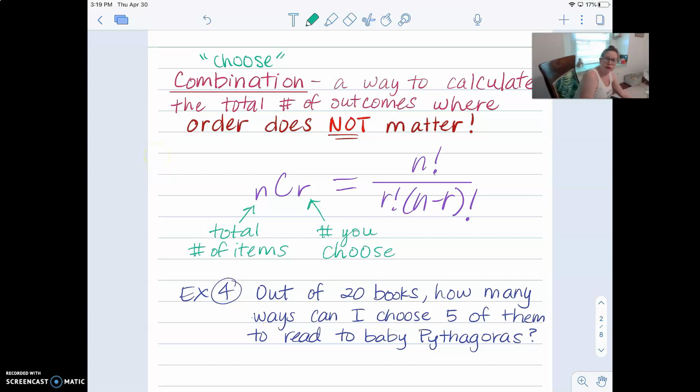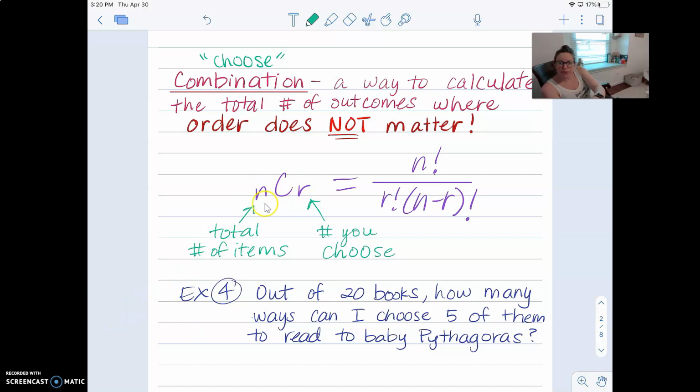But my example here, number 4, says out of 20 books, so I have a lot of kids' books for little Pythagoras. I want to figure out how many ways I can choose just 5 of those to read to him, because I don't have time to read him 20. I'm going to do just 5 tonight. Now, does the order in which I read them matter? No, because it doesn't specify that in the problem. So I'm just saying, how many ways can I choose 5 out of 20? That's called a combination.